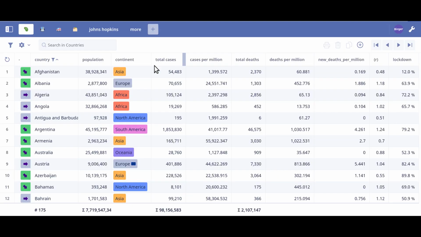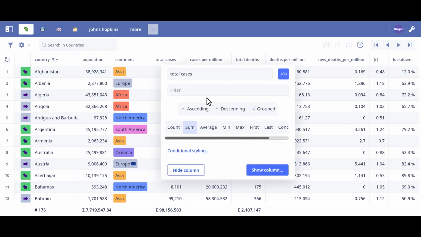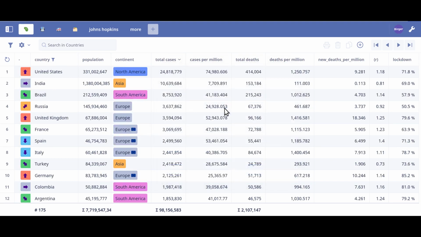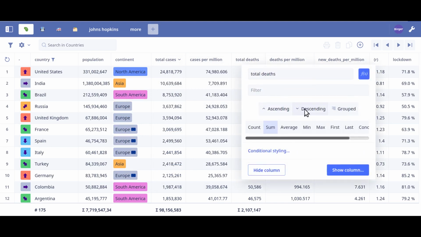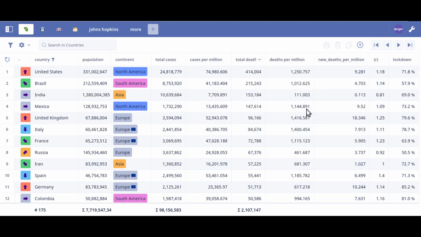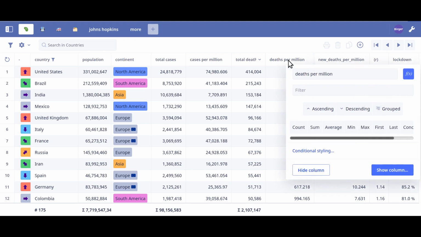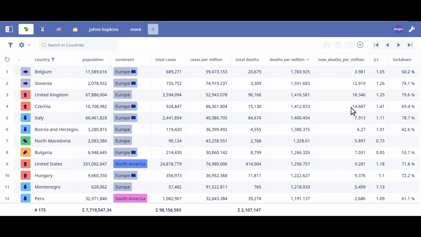They are sorted alphabetically here, which does not make any sense. In Johns Hopkins, they are sorted by total cases, like this, US on top, or by total deaths, like this, the US on top as well. I think this is the right metric: deaths per million inhabitants. And if we sort like this, we have Belgium doing worst. And then we scroll down and the US is at number 9.